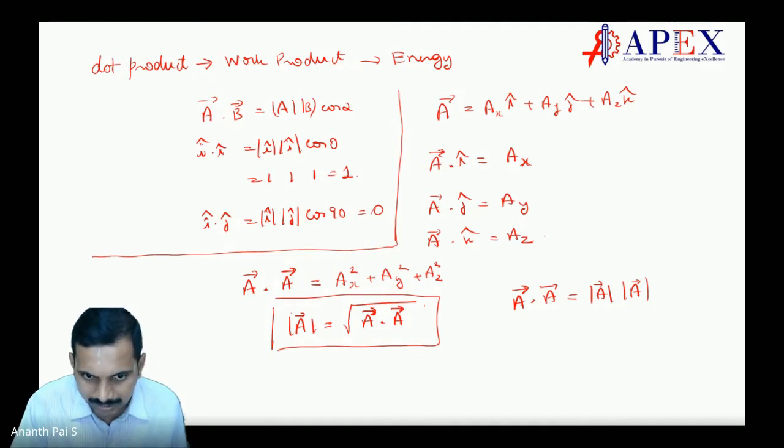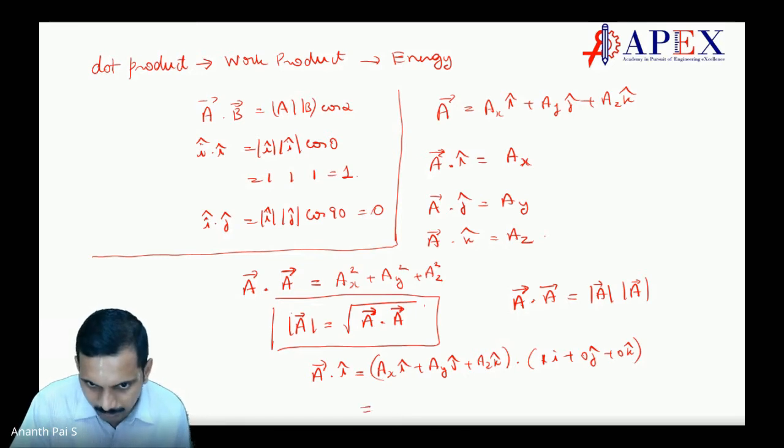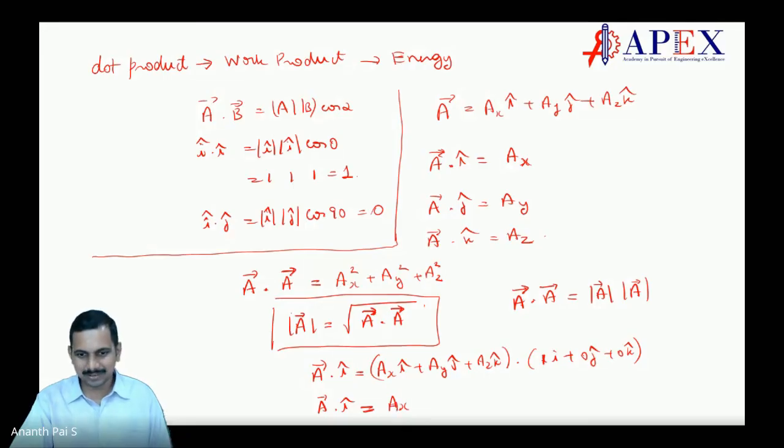So if I say A dotted with I, what is this? This is AXI plus AYJ plus AZK dotted with 1I plus 0J plus 0K. Correct? So what is it that you will get? You'll get AX, is it not? Okay, got it, sir. I first didn't get how we got it. Now we got it. Very good. So this is how you get AX. Make sense?